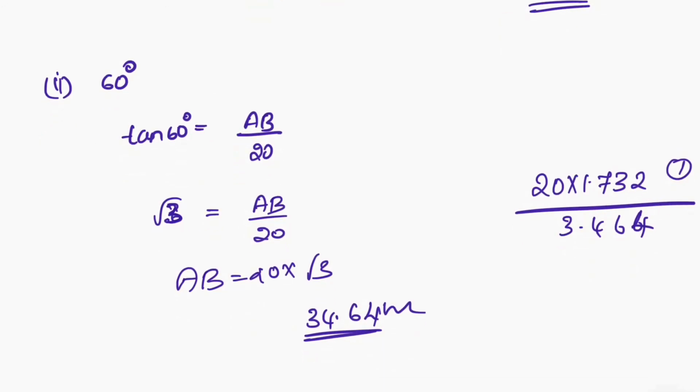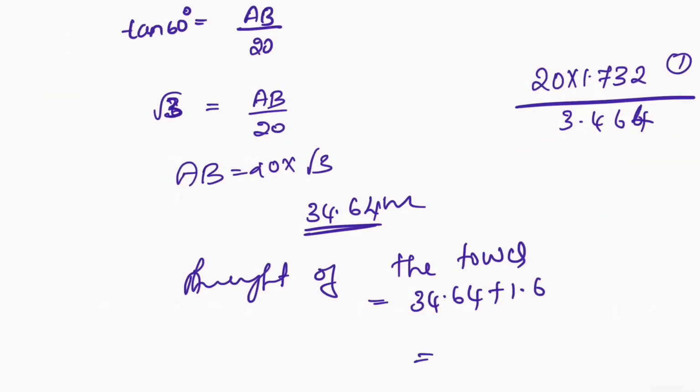So is it the actual height of the tower? No. Therefore the height of the tower will be equal to what? 34.64 plus 1.6, that is equal to 36.24 meters. Okay, so this is how you do this type of questions.